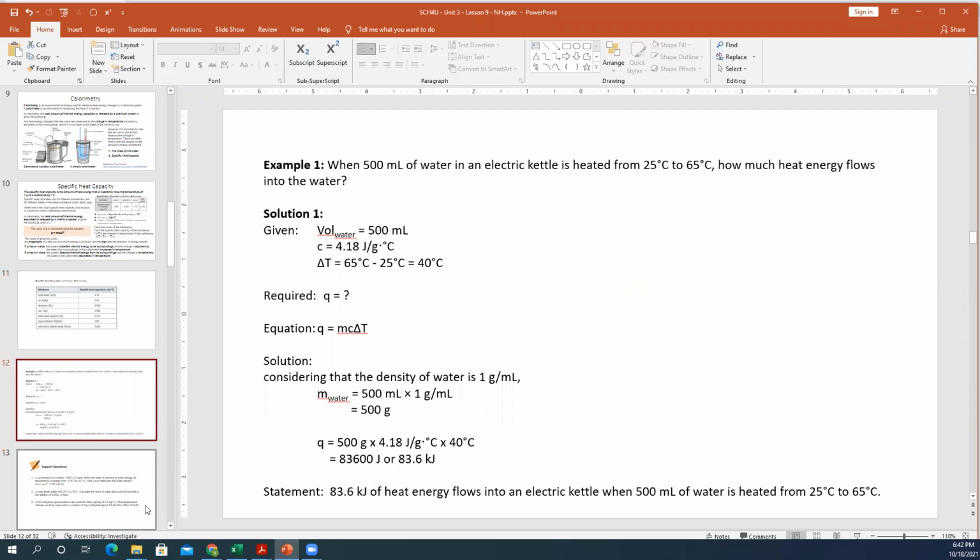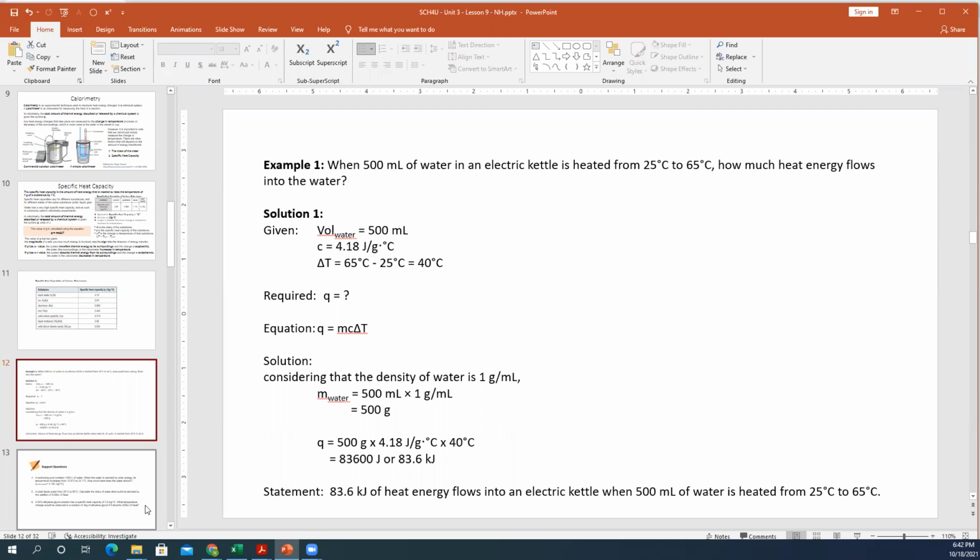Okay, so let's look at one example together. Suppose we see a question that we're wondering, when we have 500 milliliters of water in an electric kettle that is heated from 25 degrees Celsius, roughly room temperature, to 65 degrees Celsius, so quite hot, how much heat energy flows into the water?